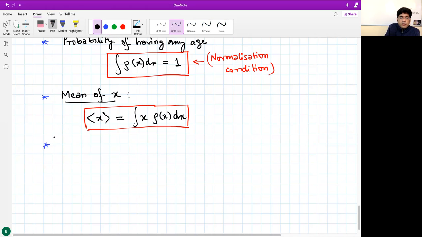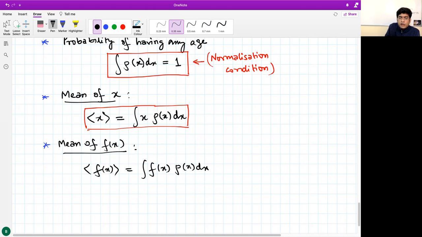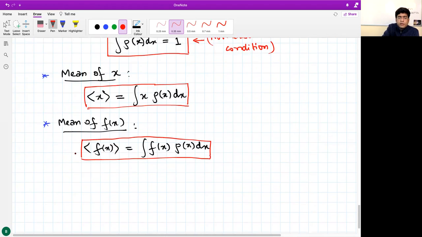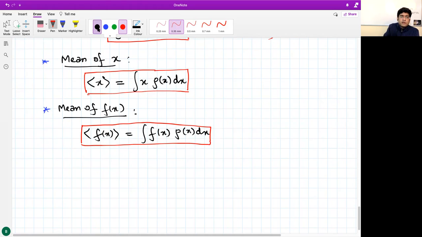Now the mean of any function, mean of f(x), any function of x, is equal to the integral of f(x) rho(x) dx. Wherever we had x, we put here f(x). So this is the general formula to get the mean of any function of a continuous variable. Now let's do a question which has been asked in TIFR 2016.